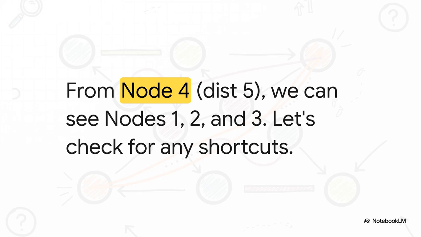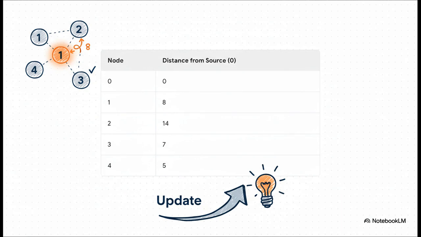And from this new viewpoint, we look at its neighbors to see if we've discovered any new shortcuts. And whoa, check this out. This is where the magic really happens. Look at node 1. We thought it was 10 units away, right? But it turns out, going through node 4 first gets us there in just 8. The algorithm immediately updates the path. And we've also just found our first ways to get to nodes 2 and 3.